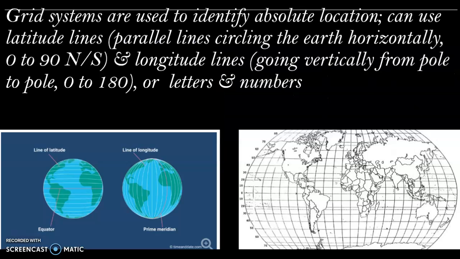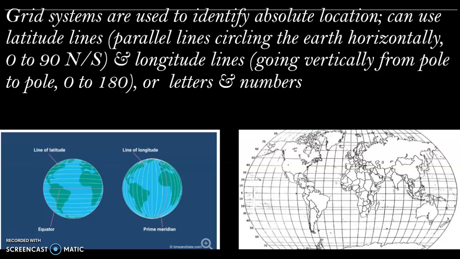The other thing that map makers use is a grid system. Sometimes map makers will use a grid system to identify absolute location. Absolute location is a unique location on the Earth's surface. Your home address is an absolute location. That's how the post office knows whose home to deliver the mail to.